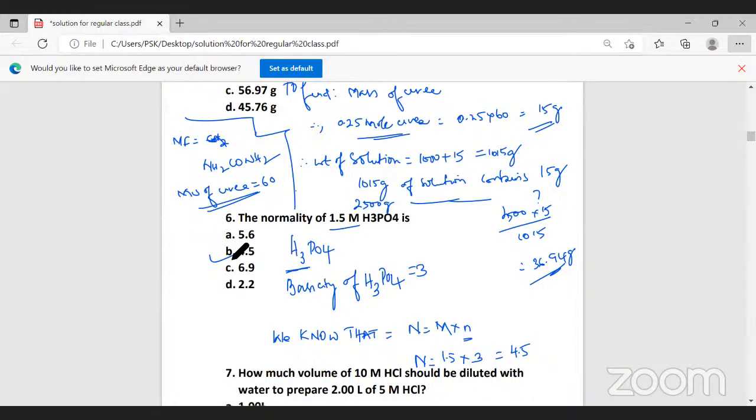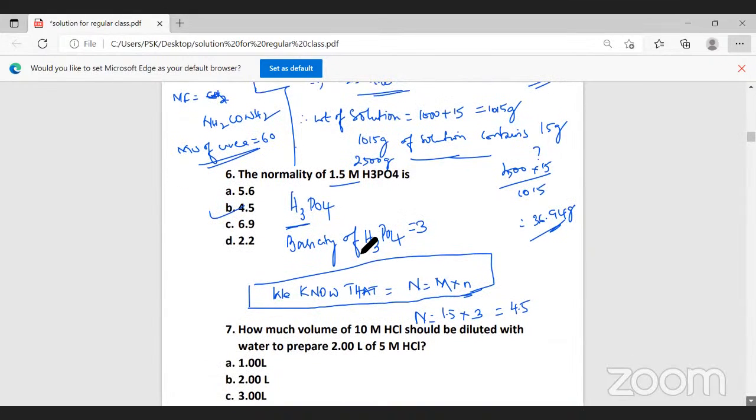Because for normality we take equivalent mass and for molarity we take molecular mass, there will be a difference in the representation. So this formula you should remember. What's the relation between normality and molarity of an acid? Normality is equal to molarity into n. Normality is capital N, M is molarity, and smaller n is the basicity.